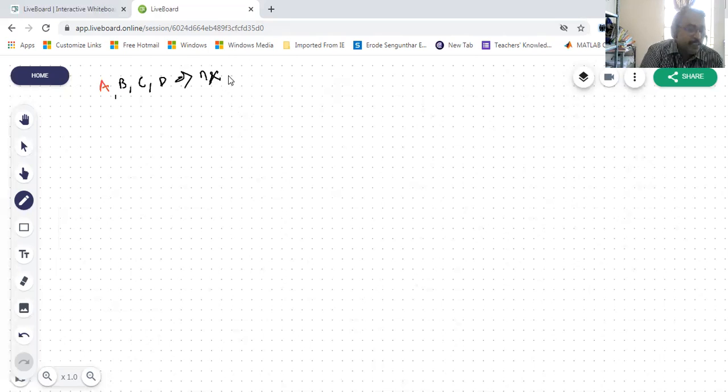Consider n cross n matrices A, B, C, D, each with non-zero determinant, not equal to 0, such that A B C D is equal to identity. Then what is B inverse?